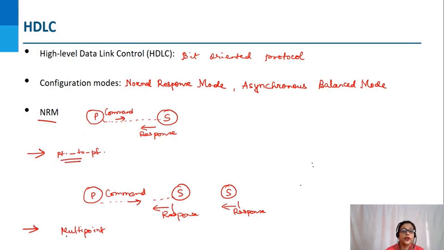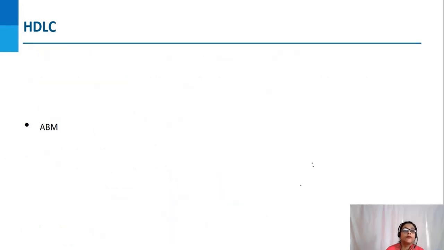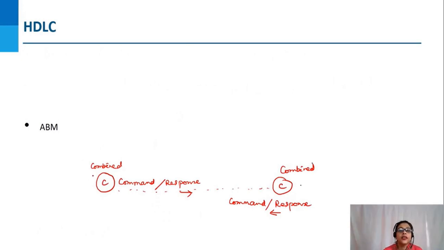In normal response mode, there can be 2 types of configurations. One is for point to point and the other one is for multi-point. For point to point, there is only one primary and one secondary. The primary gives the command and the secondary gives the response. For multi-point, there can be one primary and several secondaries. So primaries always give commands and the secondaries give responses. For asynchronous balanced mode, the stations are combined in the sense they can give command as well as response. So here we have one station and here we have another station. Both are in the combined mode. Both of them can give command as well as response.